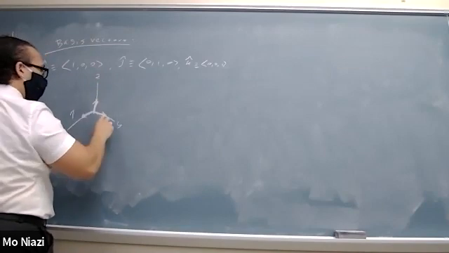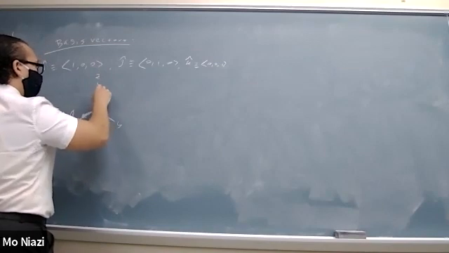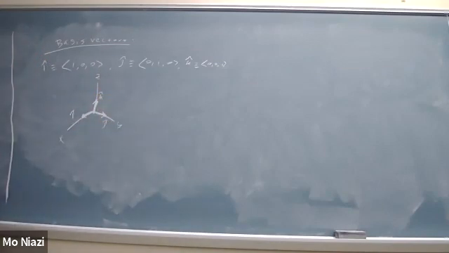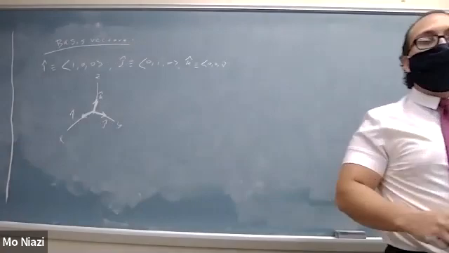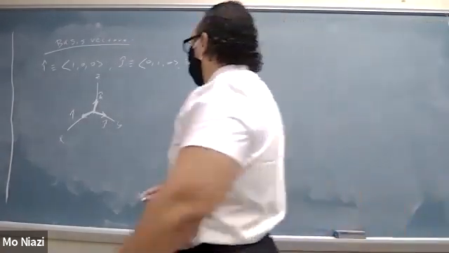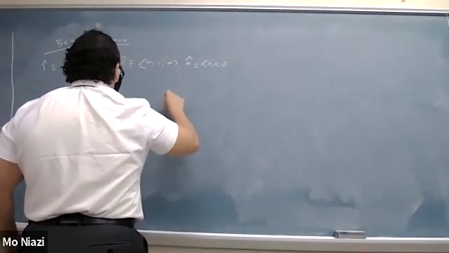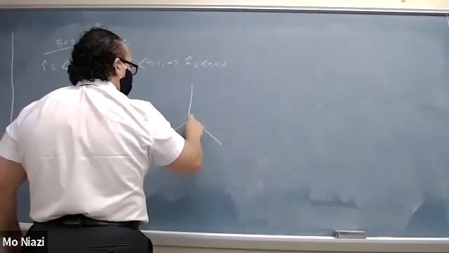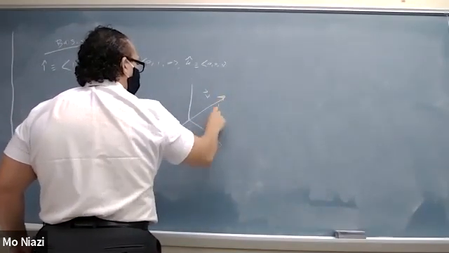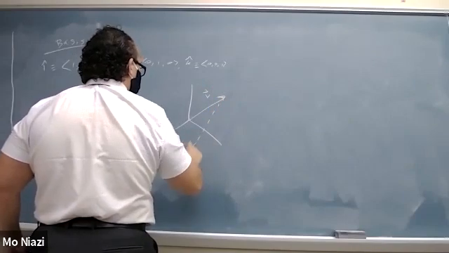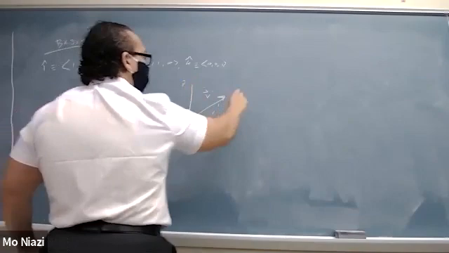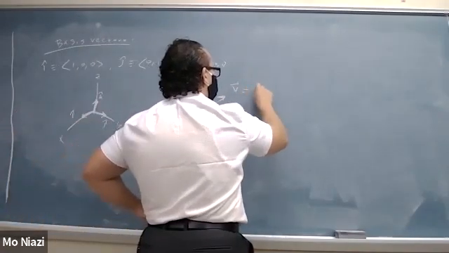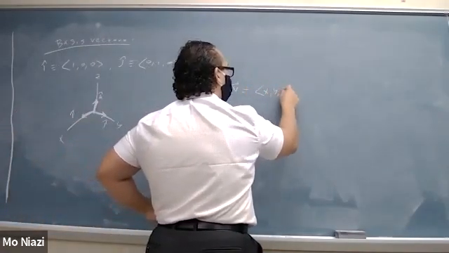This is i hat, j hat, k hat. These vectors allow you to build all other vectors because all vectors are a linear combination of these vectors. So let's say I have some arbitrary vector v coming down here, x, y, z.